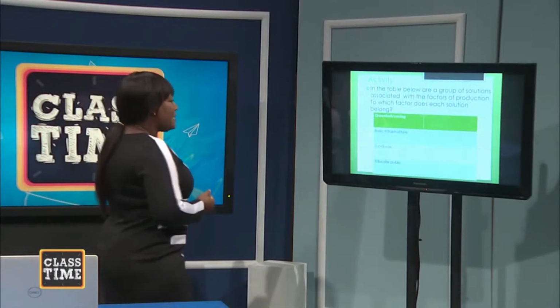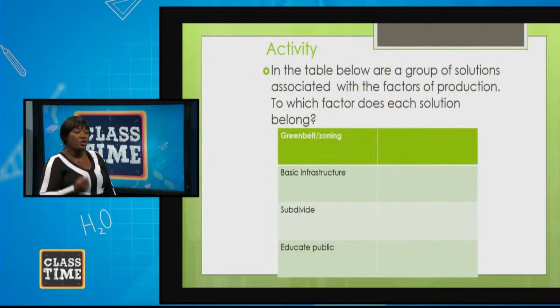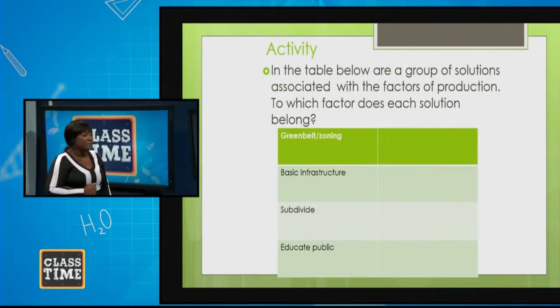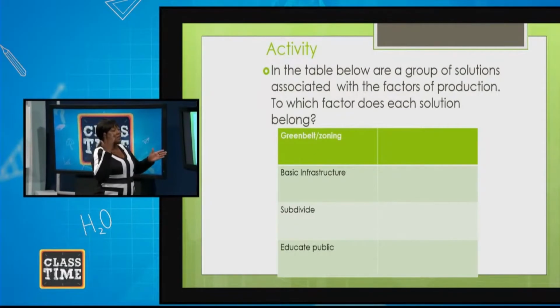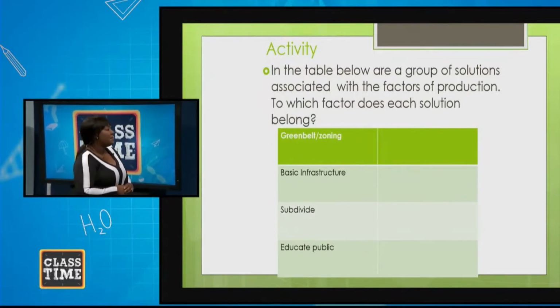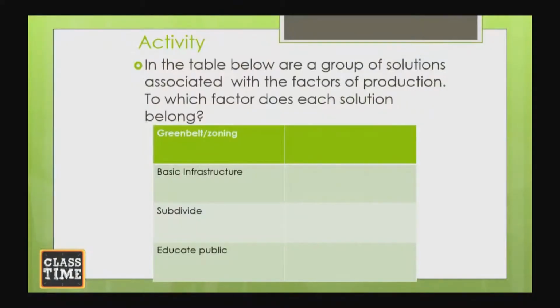The activity goes: in the table below are a group of solutions associated with the factors of production. To which factor does each solution belong? Let's go. So, I have the table here. I'm just going to call and you're going to tell me, or say out loud to yourselves, which factor would each apply. So let's look. First one, green belt and zoning. I'm hearing good. Right, that is land. Great. Basic infrastructure is attached to which one?